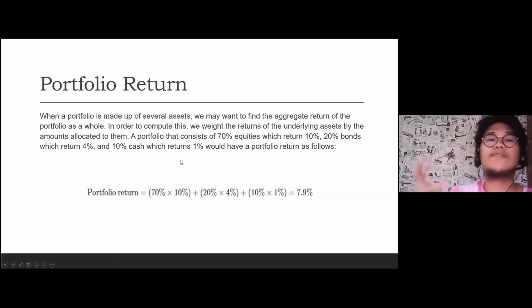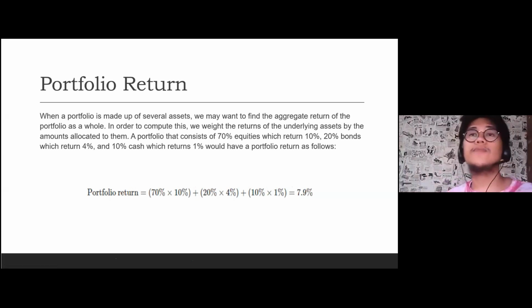Now we also have your portfolio return. When a portfolio is made up of several assets, we may want to find the aggregate return of the portfolio as a whole. In order to compute this, we weight the returns of the underlying assets by the amounts allocated to them. Your portfolio return can be calculated as a figure or as a percentage. So a portfolio that consists of 70% equities with return of 10%.